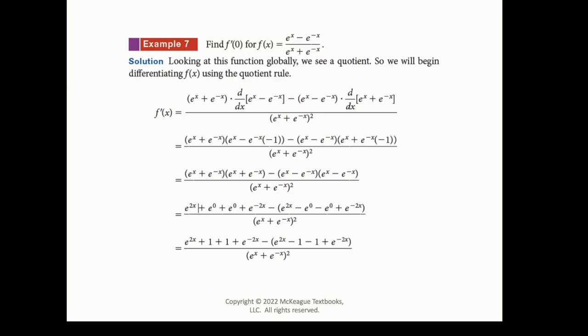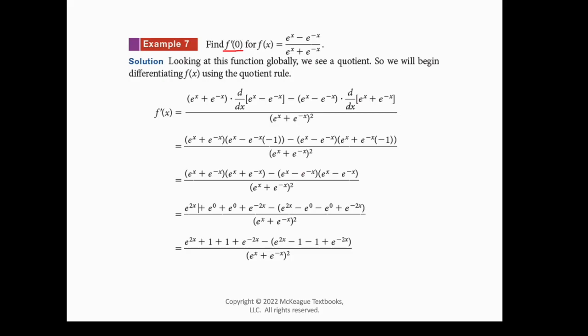In example 7, we need to take the derivative and evaluate it at x equals 0. So here is our function. This is going to get lengthy, and we have to pay attention to double negatives here. It's not hard, but we just have to be careful with our double negatives on this one.